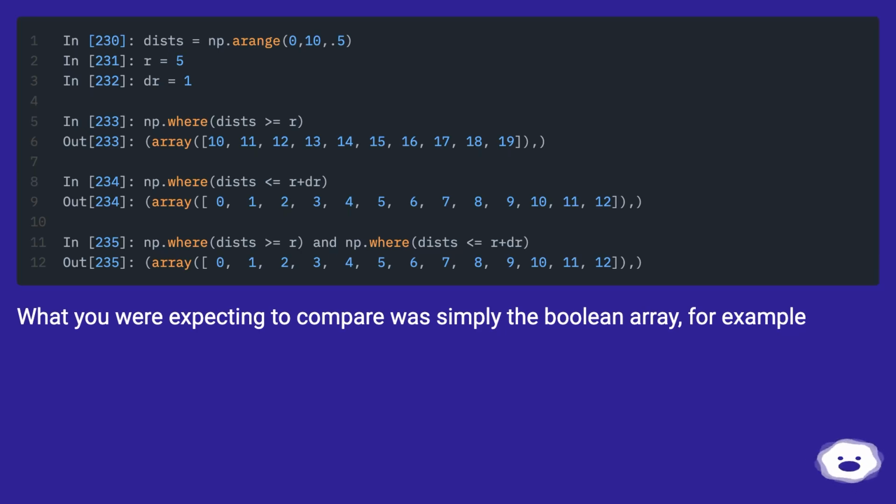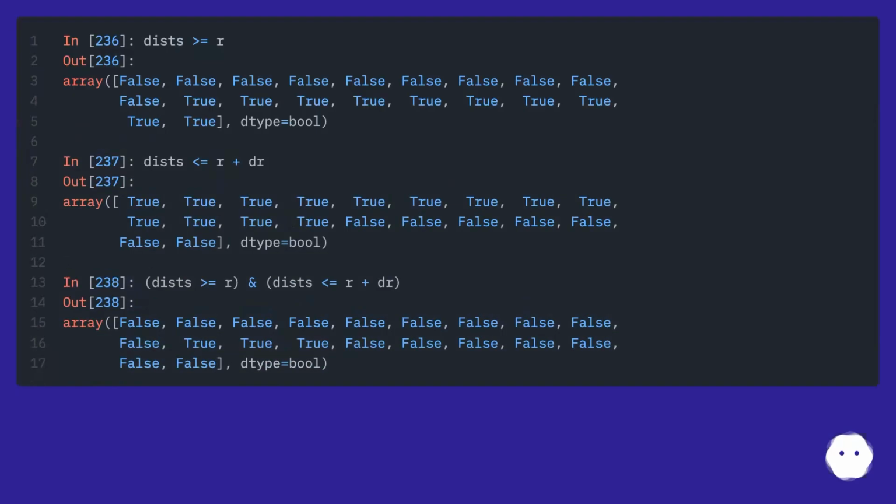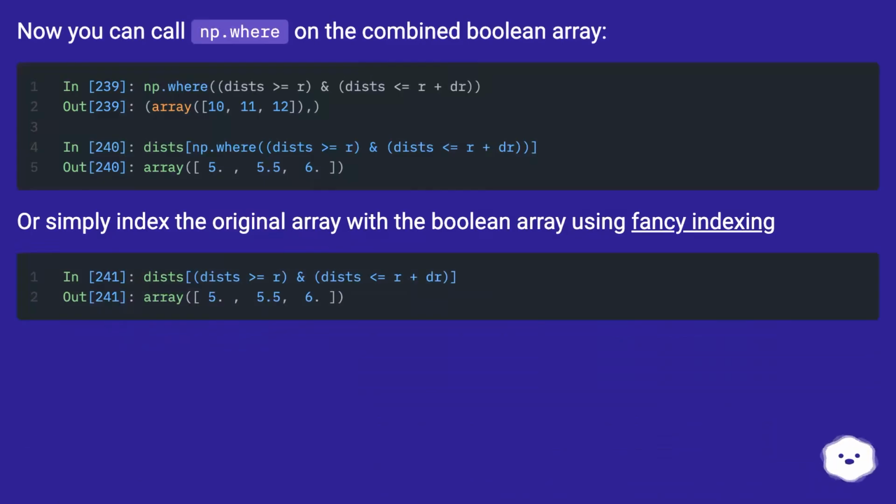What you were expecting to compare was simply the Boolean array, for example. Now you can call np.where on the combined Boolean array. Or simply index the original array with the Boolean array using fancy indexing.